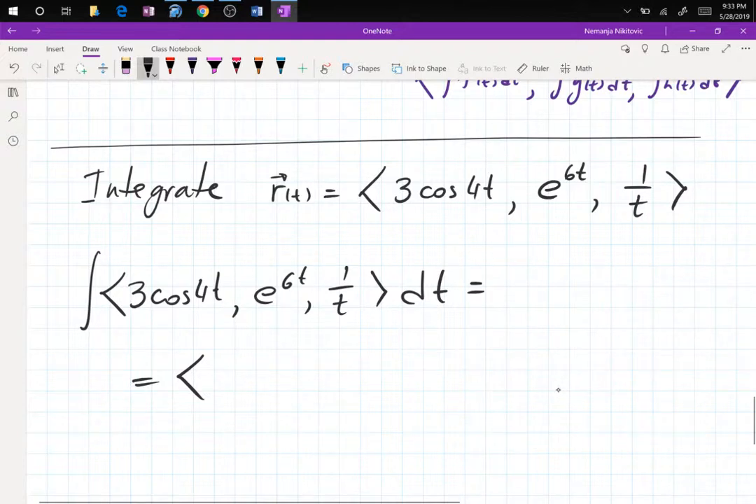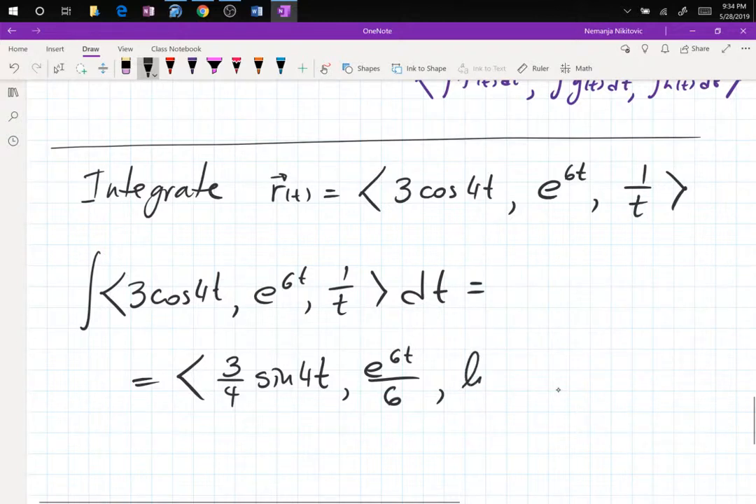What's the integral of cosine 4t? Very good. So we have 3/4 sine 4t, e to the 6t over 6. And what's the integral of 1 over t? Very good. Plus vector c, which contains c1 for the first, c2 for the second, and c3 for the third.